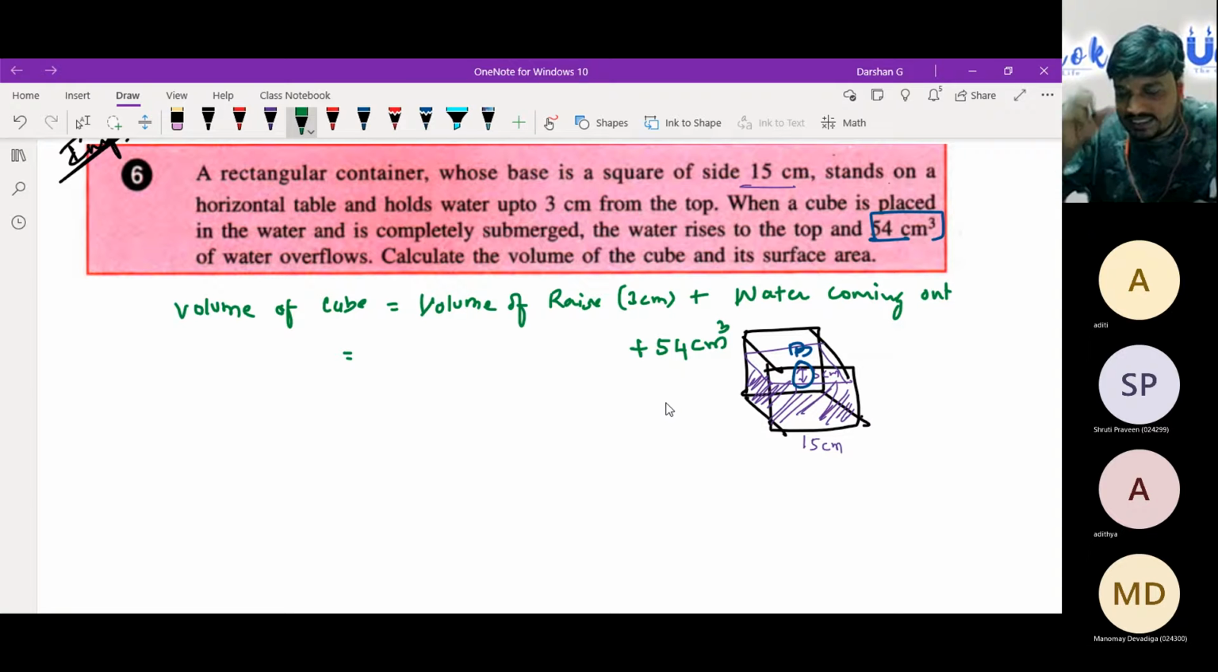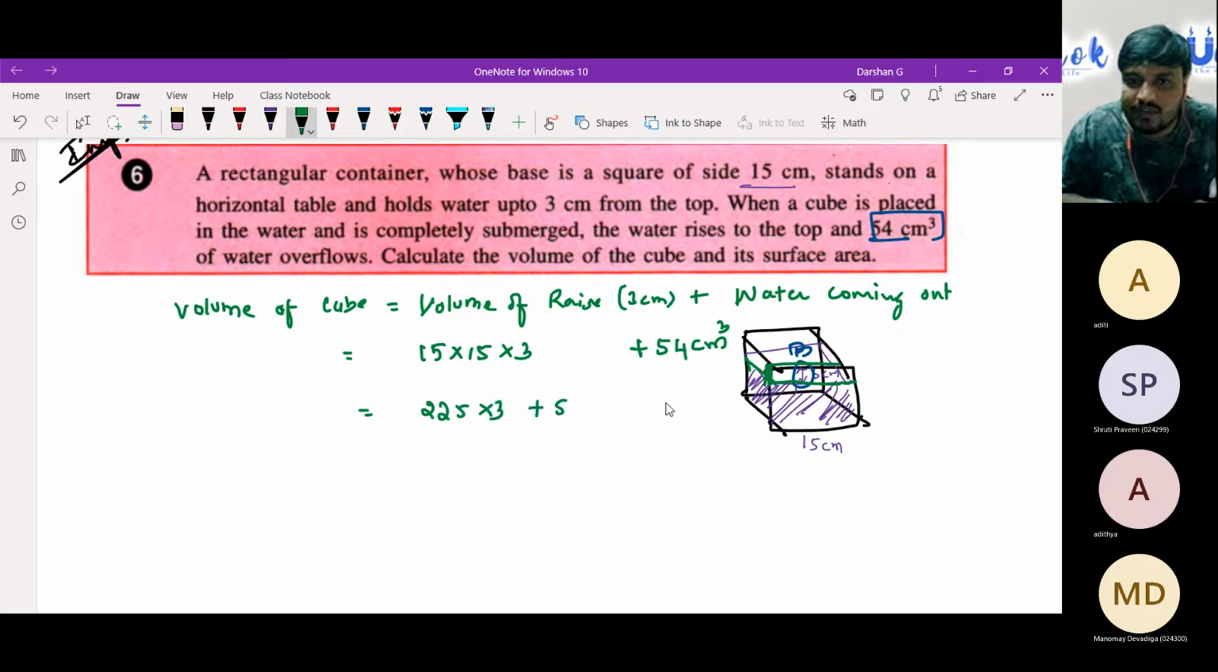Now, when I'm considering this 3 centimeter rise, what should I consider? Only the top part. In this top part, we know this is 3, this is 15, and even this is 15. So we know even the other side is 15. So it's like a cuboid. So it is 15 times 15 times 3. 15 15s are 225 times 3 plus 54. Anybody with the answer 225 times 3? 225 times 3 is 675 plus 54.